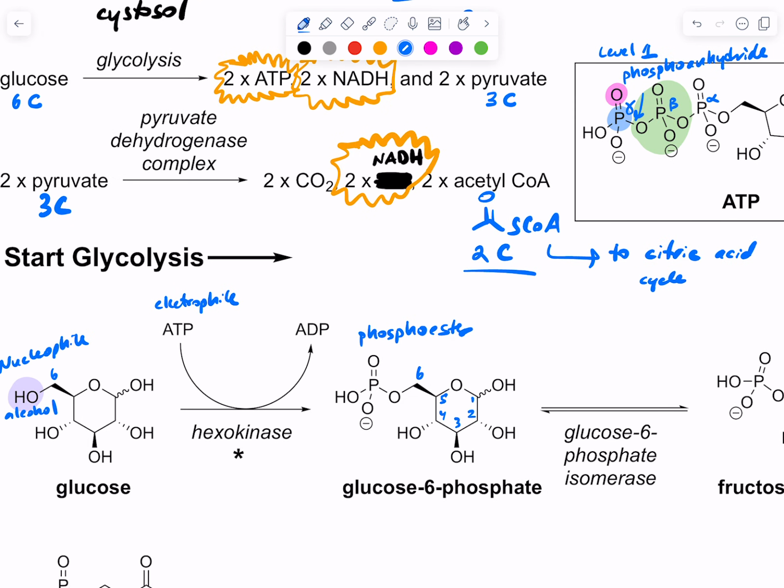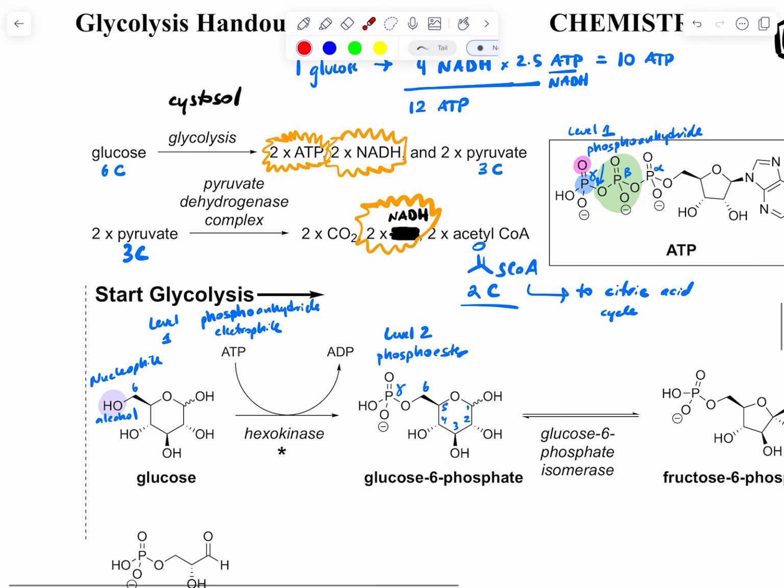So I'm just going to highlight that here. ATP is a phosphoanhydride. That's a level 1 electrophile, and it becomes now a level 2 electrophile after the reaction. And it's the gamma phosphate from ATP that gets transferred to glucose. The enzyme that does this is called hexokinase.